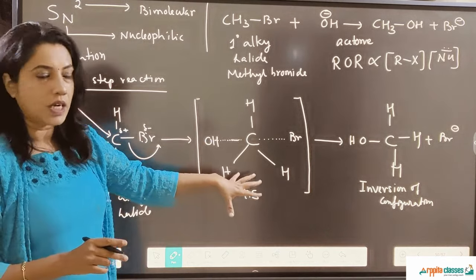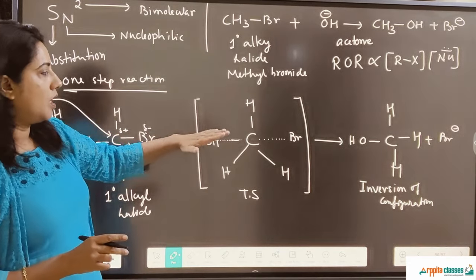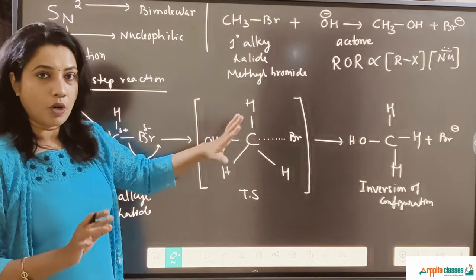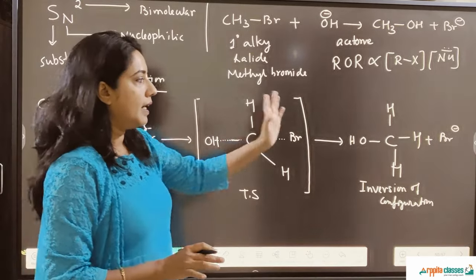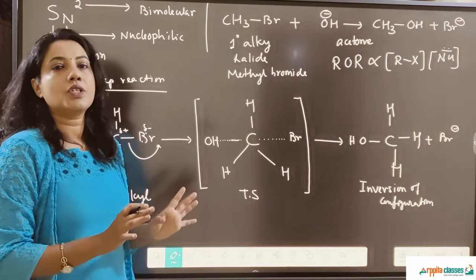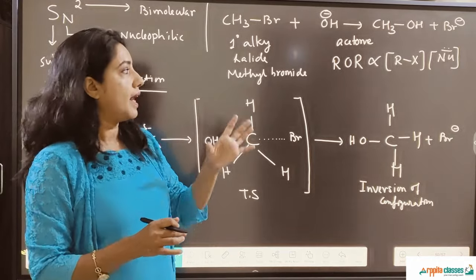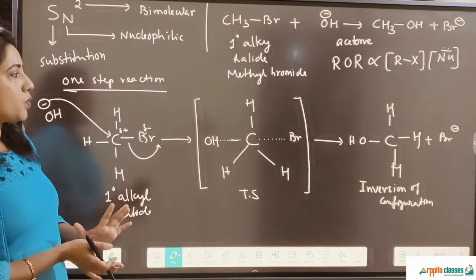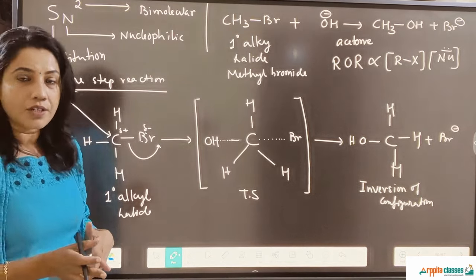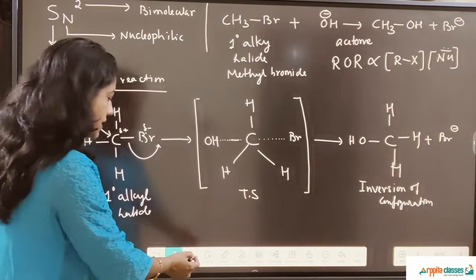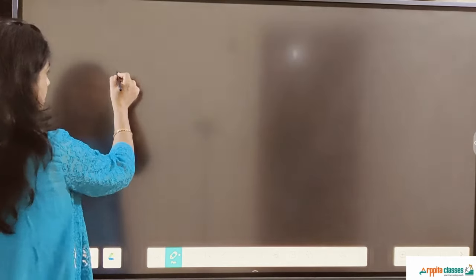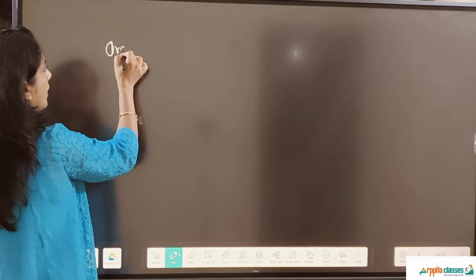We get a transition state where the formation of a bond and breaking of a bond takes place simultaneously. In the next step, we get a product with inversion of configuration. The rate of the reaction depends on both the nucleophile and the alkyl halide, and that is why it is a bimolecular reaction.